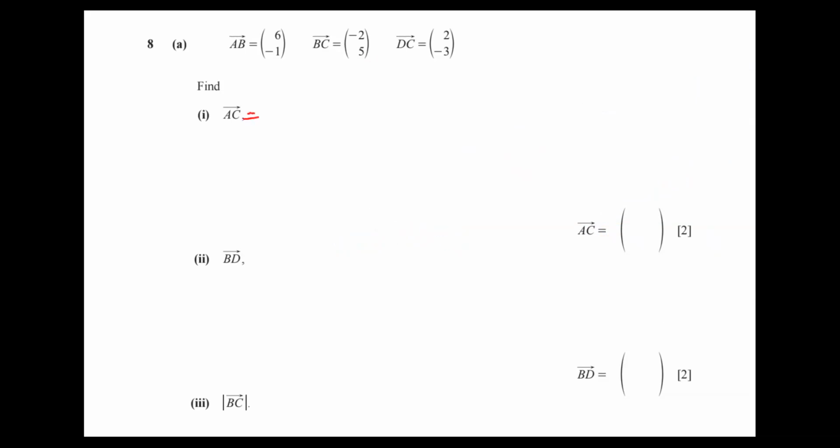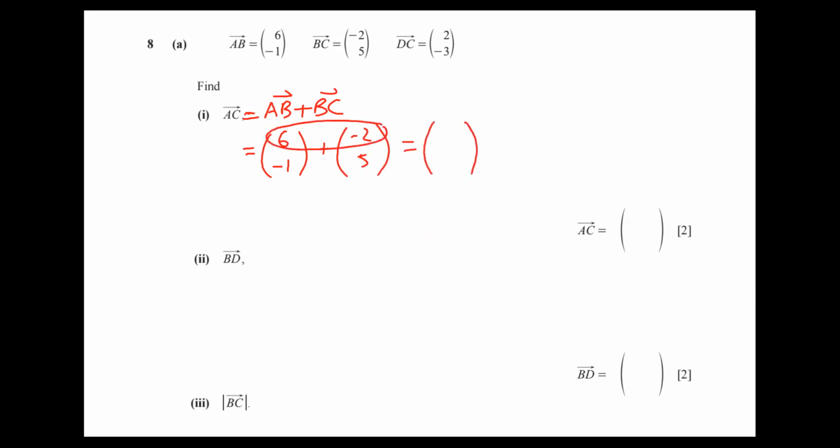So this part is very simple. A to B plus B to C. A to B is (6, -1) and B to C is (-2, 5). If you add corresponding values, X with the X and Y with the Y, we got the value (4, 4).